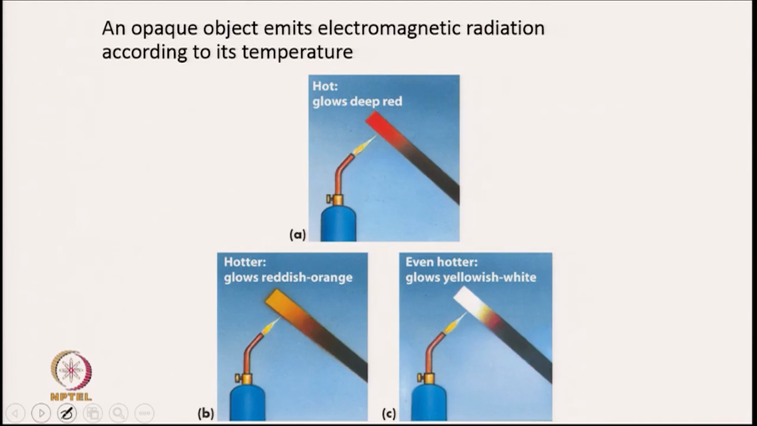If you heat an iron rod, if it is hot enough, it will first glow deep red like this. If you heat more, it will glow as a reddish orange, and if you make it even hotter, then it will glow like a yellowish white.